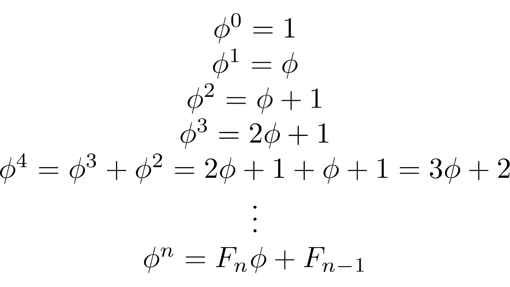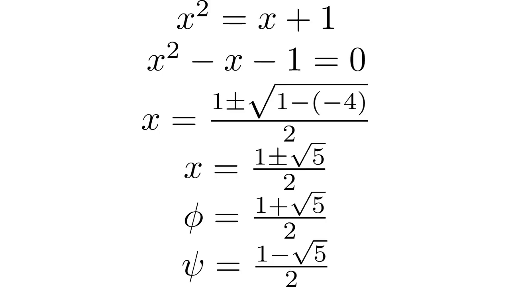We can use this to calculate the next few powers of phi, i.e. phi to the 4 equals phi cubed plus phi squared, which equals 2 phi plus 1, plus phi plus 1, which equals 3 phi plus 2. In conclusion, if we call the nth Fibonacci number f of n, we see that phi to the n equals f of n times phi plus f of n minus 1.